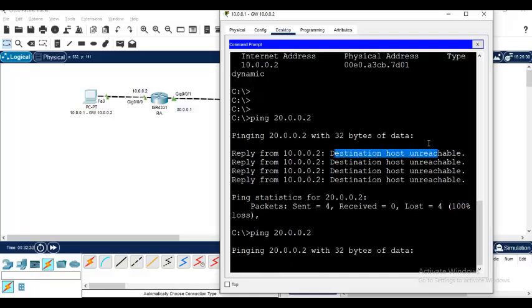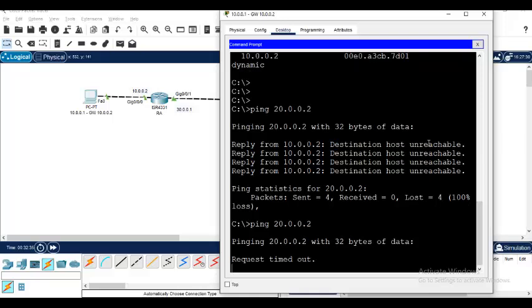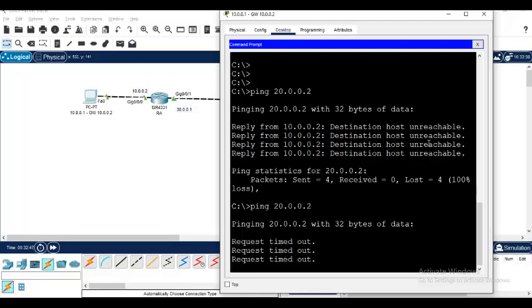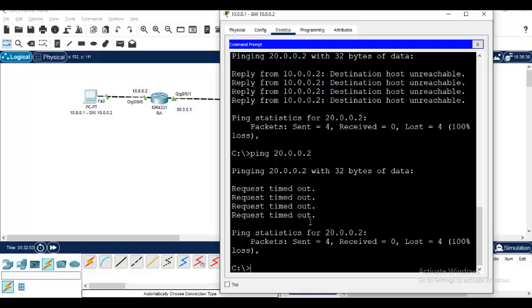Every 30 seconds it will show request timed out. When you ping, 4 packets are sent, and for each packet it waits 30 seconds. All right. We got request timed out.